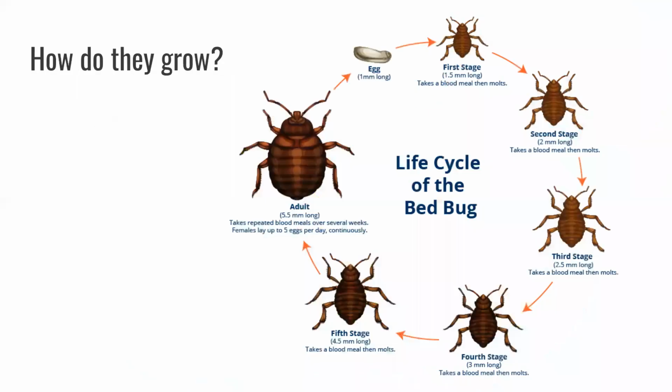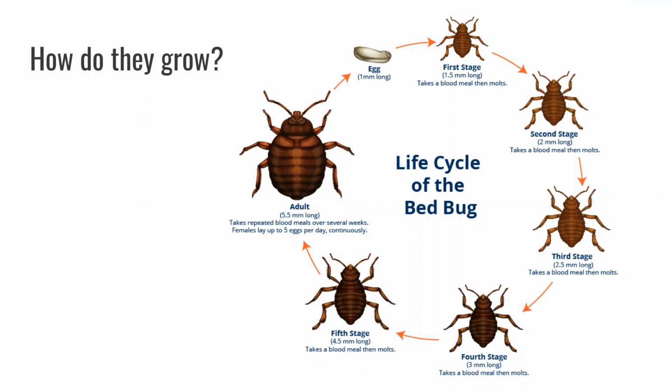So they grow from an egg through a bunch of different cycles. So you might remember from some of the other insects and things that we talked about before, they have different stages, sometimes called instars, and they start out as a little tiny egg that's a millimeter long, so it's pretty small.